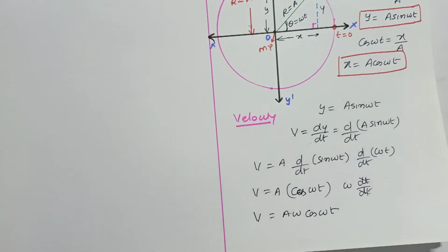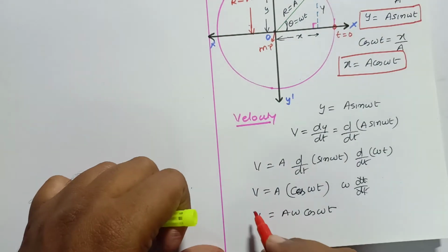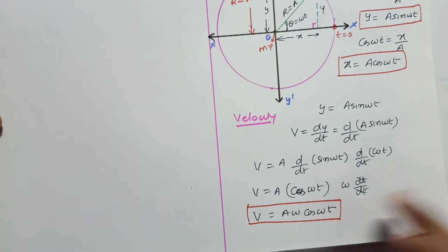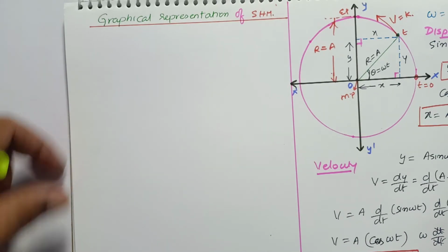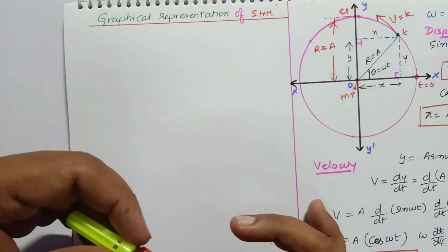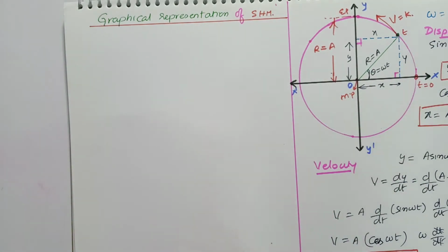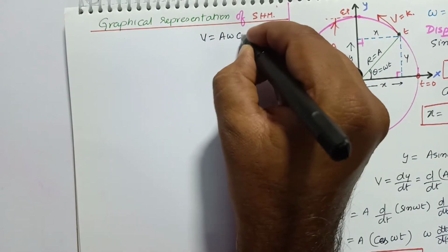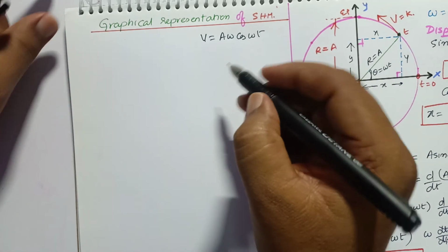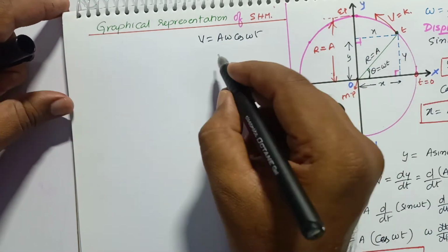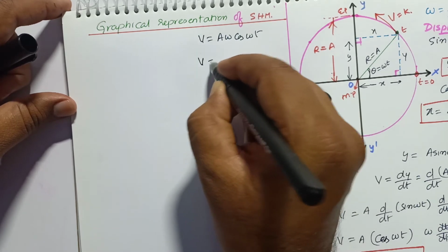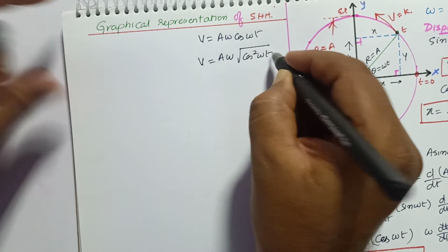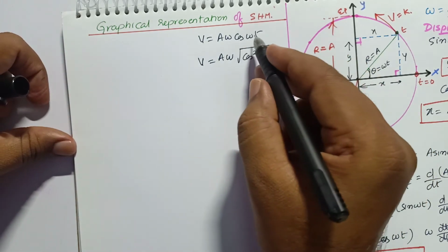This is the velocity in terms of trigonometric functions. Now let us find out the velocity in terms of variables. Whatever we got, I am going to write here: velocity as a omega cos omega t. Can we represent this velocity in terms of variables here? What are you going to do now? You just write the velocity as a omega square root of cos square omega t, because the square and the root get cancelled, and cos omega t is left here.